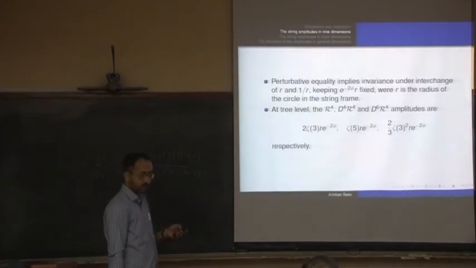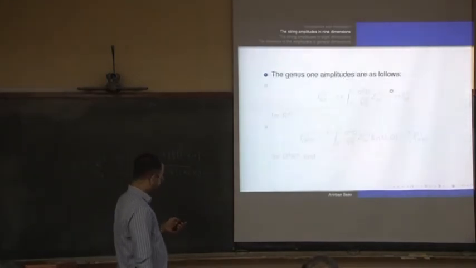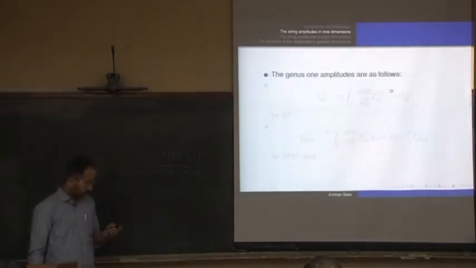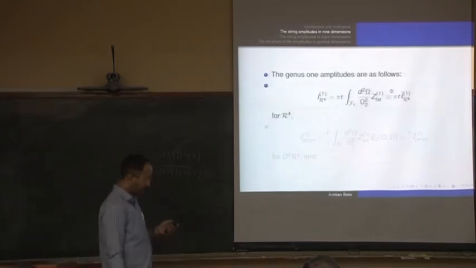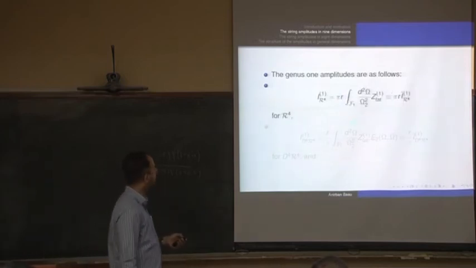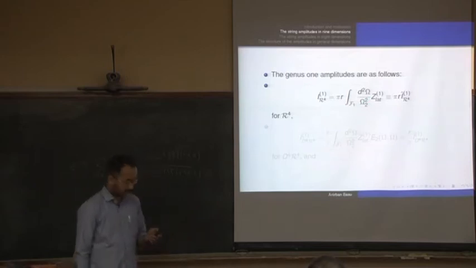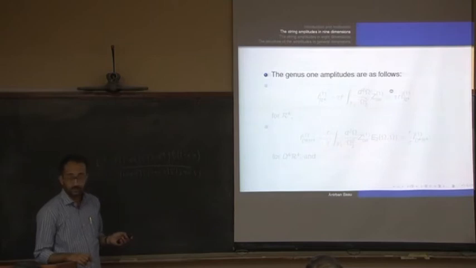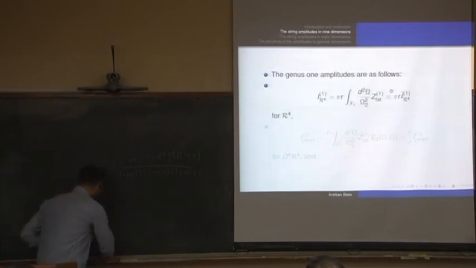So at tree level, you know what we are talking about. Now let's look at genus 1. This is the expression for the R to the 4 amplitude. It is reasonably tractable. There is this integral, and I'll define what this is. Sorry to be so ignorant, how do you get those zetas? Yes, let me just write down the formula here.